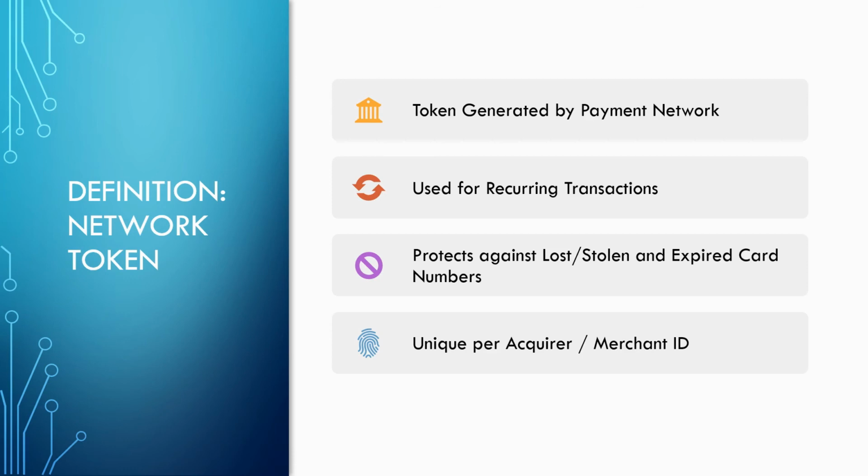If you move to another acquirer, you're going to have to get a different token. It's only unique for that merchant. If you happen to steal the values from the merchant, for example, you're not going to be able to do anything with it because it only works with that merchant ID alone. So let's show how this works.